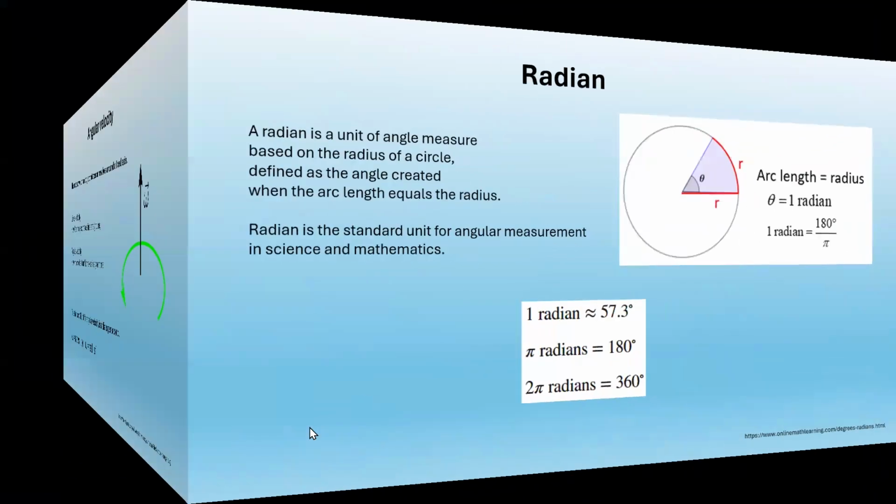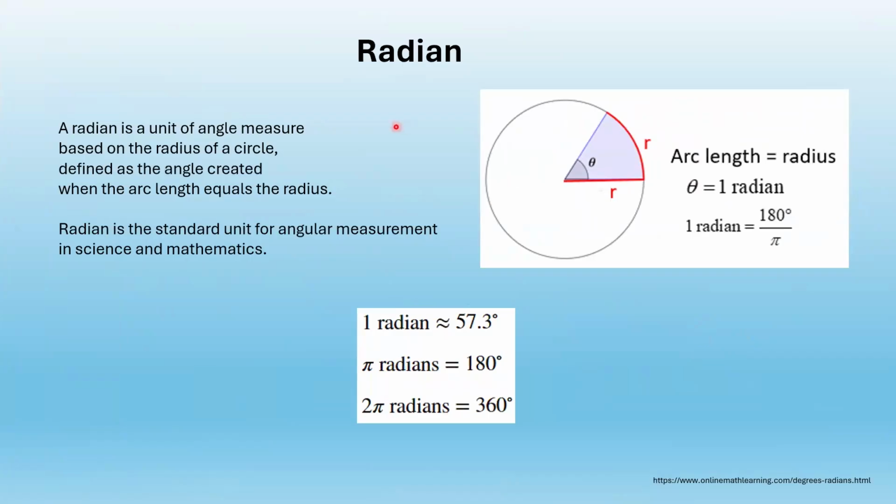Now, just a quick review, what's a radian? A radian is a unit of angle measure based on the radius of a circle. So here's the radius of the circle. If we take that and lay it on the arc of the circle, that angle is going to be 1 radian. If we draw a line, that is going to be our 1 radian here.